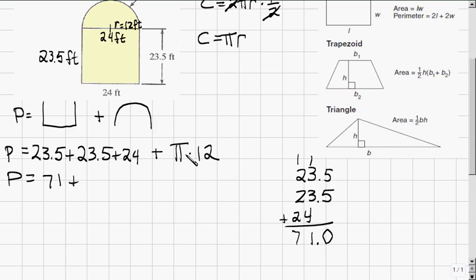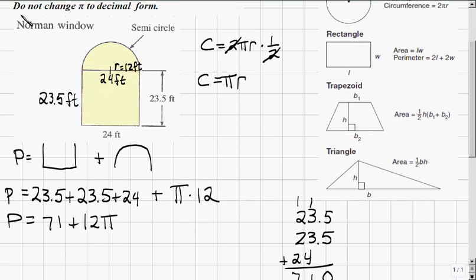plus, and instead of writing pi times 12, we'll write the number in front of the symbol as 12 pi. Since we are asked to leave our answers with pi, do not change pi to decimal form, we'll write our perimeter as a final answer of 71 plus 12 pi. And since we measured this in feet, the perimeter will be 71 plus 12 pi feet as our answer.